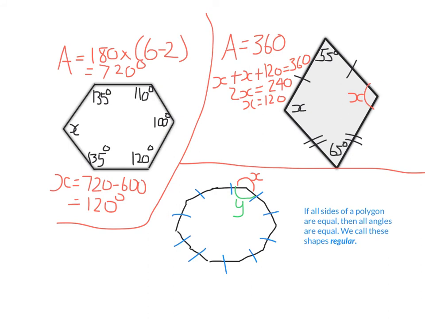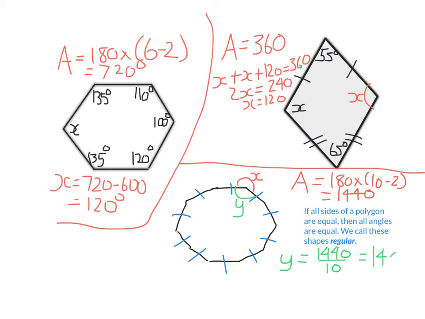So the angle sum of a 10-sided shape is 180 times (10 minus 2), which gives us 1,440. So if each angle is equal, a shape that has 10 sides has 10 angles. Each angle will be 1440 divided by 10, which is 144 degrees. So it's really easy to find the angles in a regular shape.